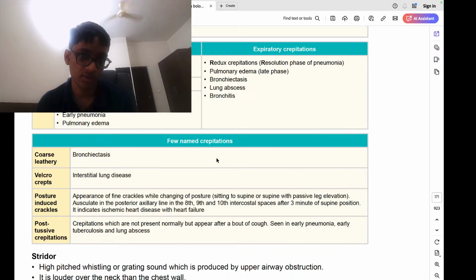Inspiratory and expiratory crepitations: lung abscess, bronchitis, early bronchiolitis, and bronchiectasis.